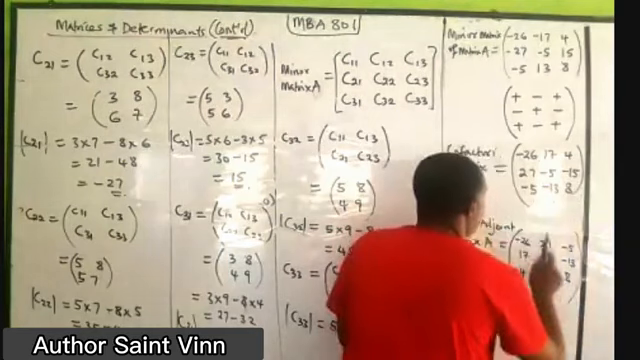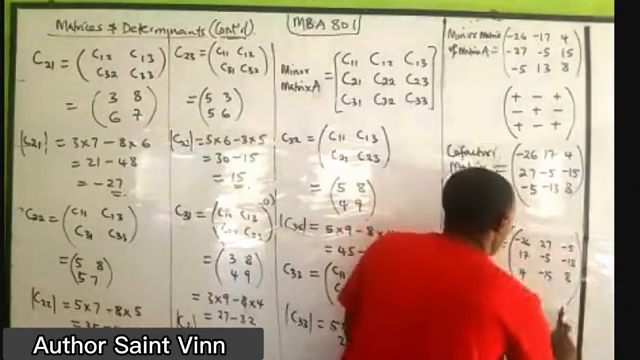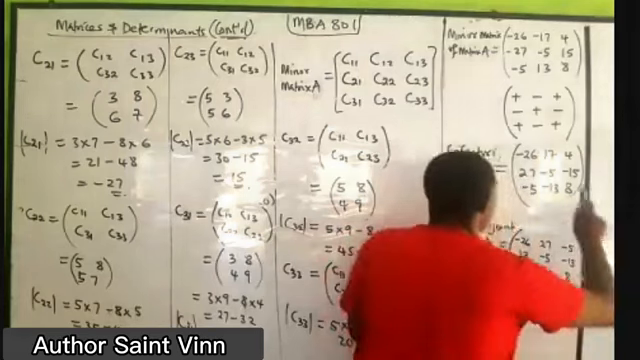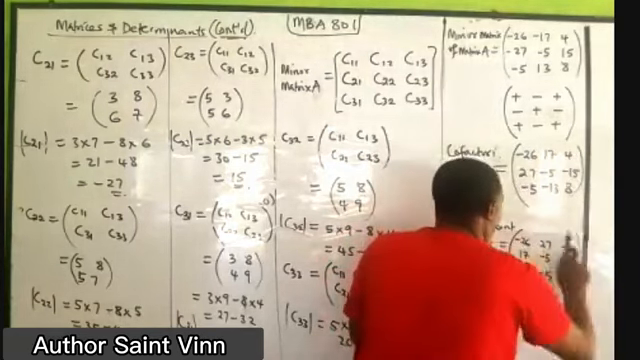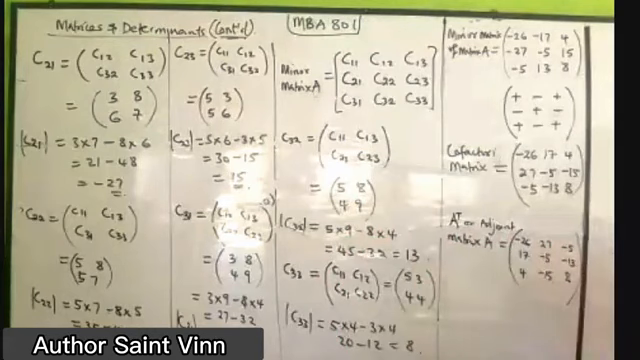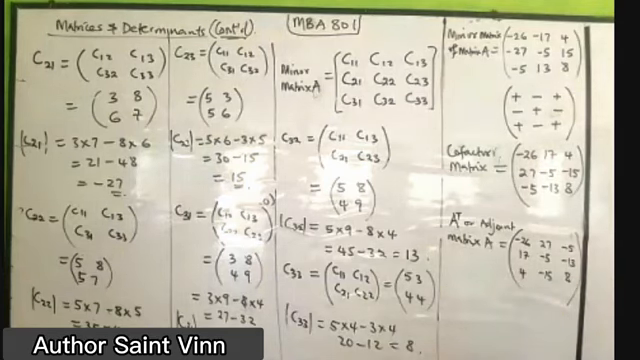Row, column, row, column, or column, row, column, row. That means the first row becomes the first column, the second row becomes the second column, the third row becomes the third column. Or the first column becomes the first row, the second column becomes the second row, the third column becomes the third row. Whichever way you want. It is called A transpose, or the adjoint matrix.